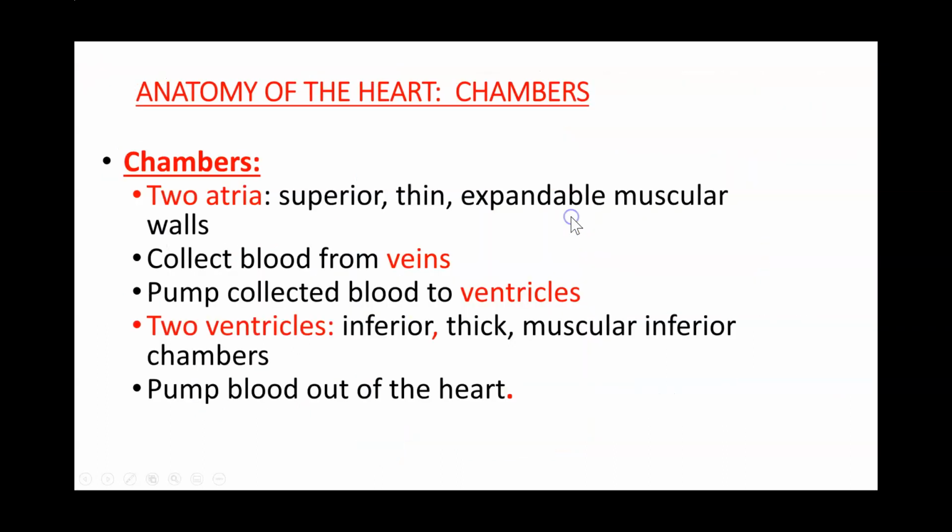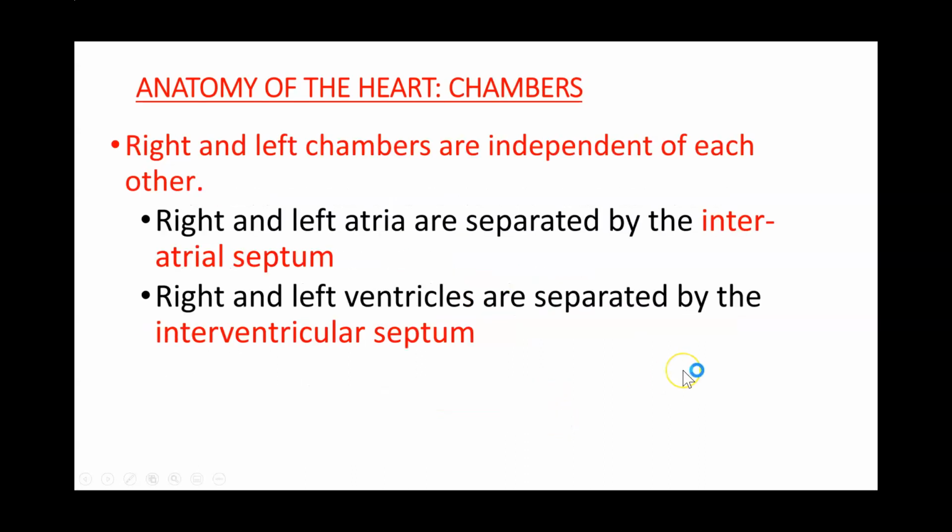Okay, so the 2 upper chambers are called the atria, and their job is to collect blood from veins and then to relay that blood to the ventricles. The ventricles are inferior, they're thick, they're muscular, they are the main chamber of the heart, and when they contract, they have very powerful muscles that are going to pump blood out of the heart. On the right side, towards the lungs, on the left side, through the aorta to the rest of the body.